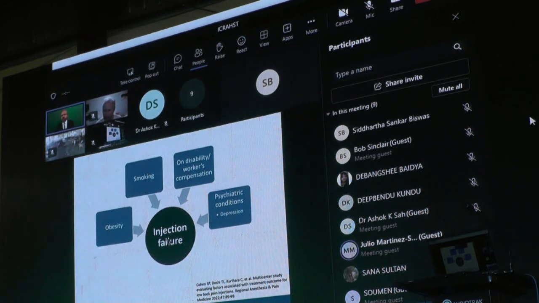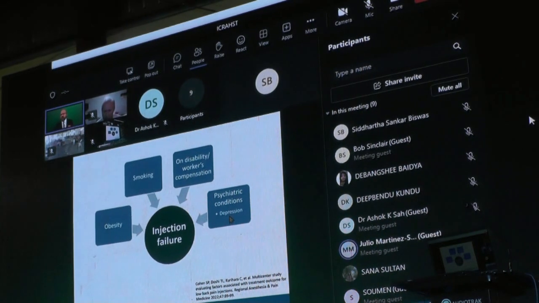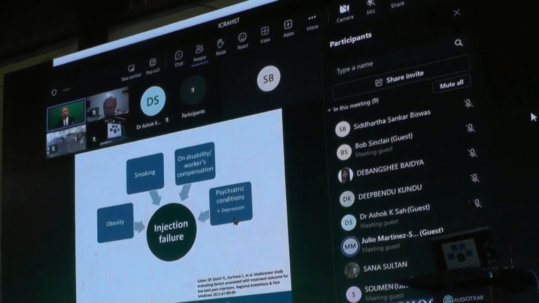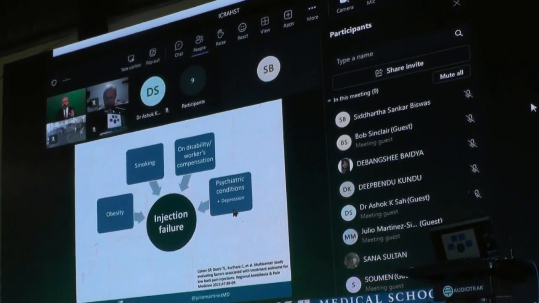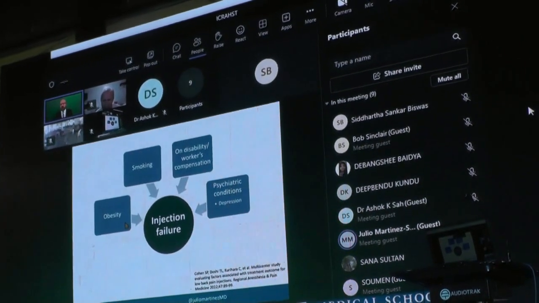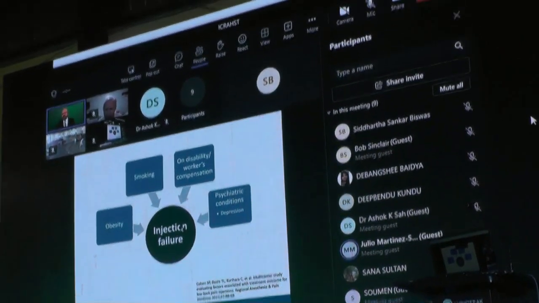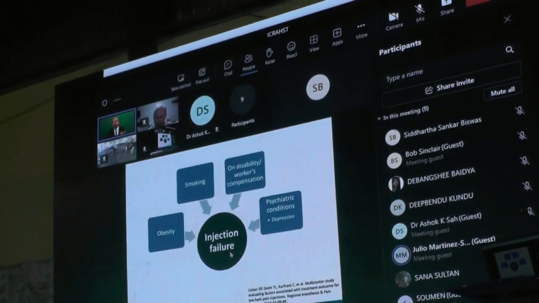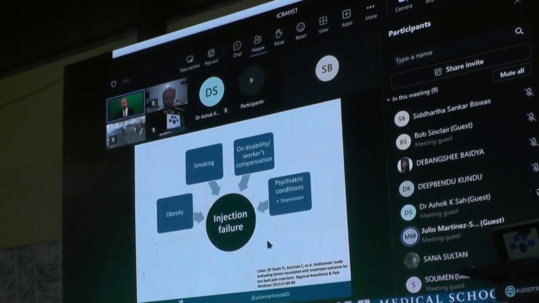Now, other risk factors of injection failure include obesity, smoking, patients that are on disability or workers' compensation, and patients that have uncontrolled psychiatric conditions, specifically depression. So it's important for us to look at the patient as a whole and not focus on the back pain only. If the patient has other comorbidities like poorly controlled depression, obesity, and smoking, it's important to treat those as well so we have better success in their care.